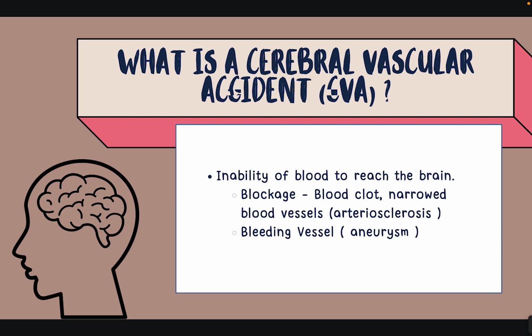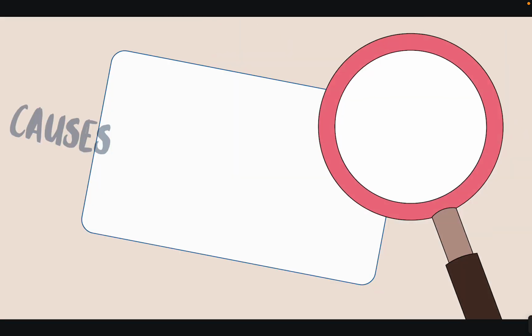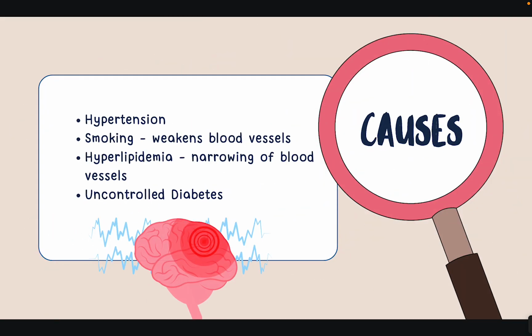Okay, so a stroke is the inability of blood to reach the brain. So remember, blood has oxygen, okay? And your brain needs oxygen-rich blood to function, right? So when there's an inability of blood to reach the brain, there are different causes. It could be due to a blockage, which could be caused by a blood clot or a narrowed blood vessel, or a bleeding vessel, like when a patient has an aneurysm and it bursts and then there's blood everywhere except the brain.